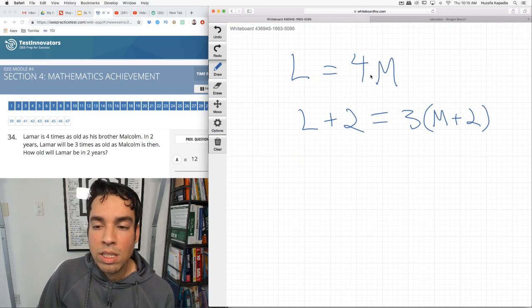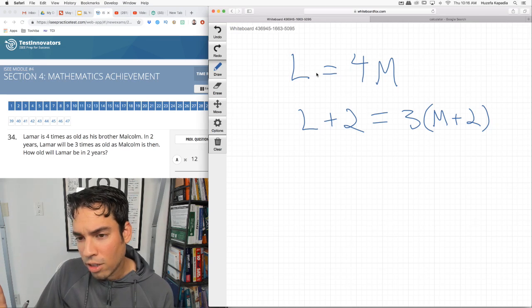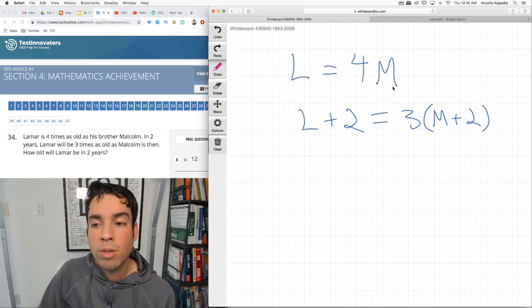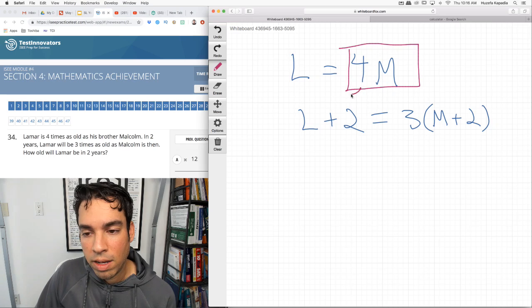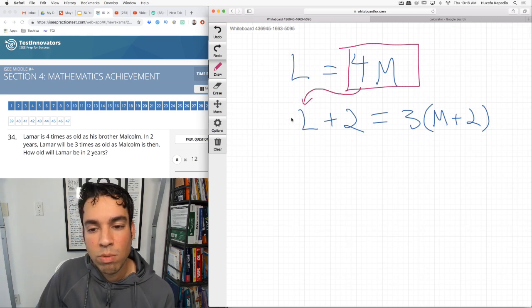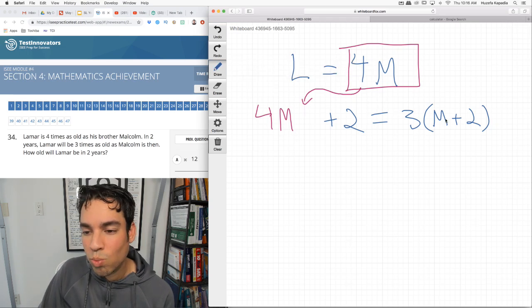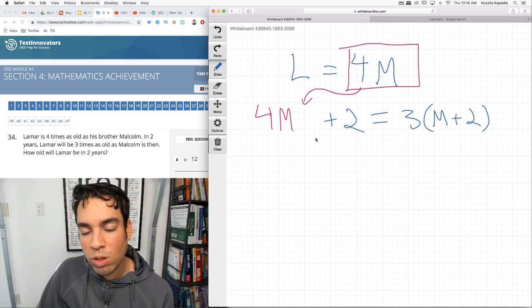Since I'm solving for Lamar, the easiest thing to do here is to solve for Malcolm and then come back and solve for Lamar. We're going to do something called substitution. If I know that L equals 4M, I don't need this L here. I can replace it with 4M, because these are equal. So now I've got a nice equation with one variable, one equation we can solve.